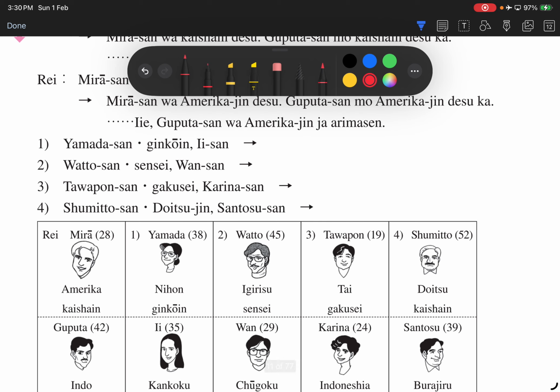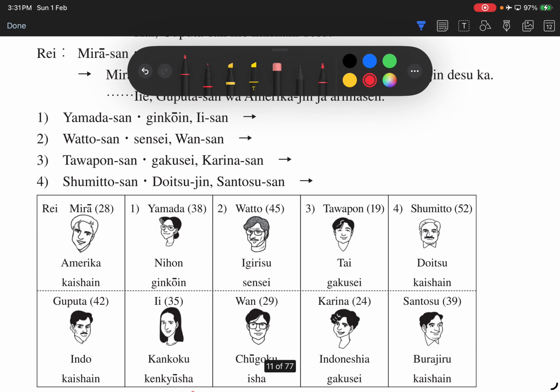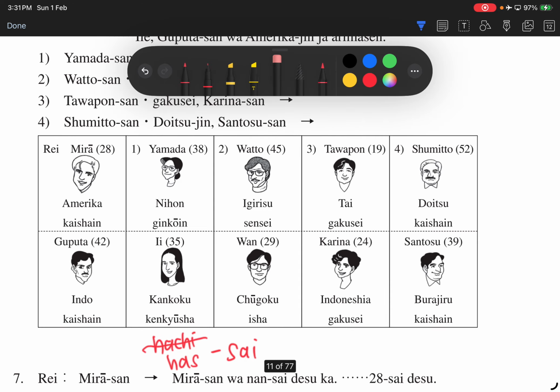Okay, next. Santos-san wa doitsujin desu. Santos-san mo doitsujin desu ka? いえ、サントスさんはドイツ人じゃありません。 Thank you, right? ドイツ人じゃありません. Or you can reply ブラジル人です. You can reply either one. You can say he is not German, or you can say that he is Brazilian. So you choose one lah to reply. It's either you say that he is not this or he is this. So your reply can be either one. Okay, very good.